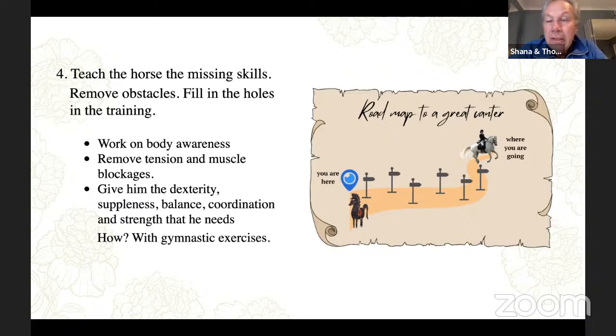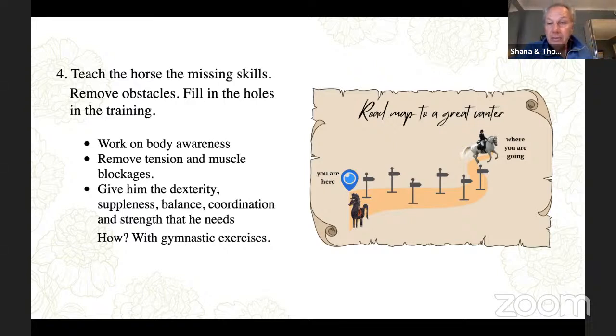You have to remove obstacles in terms of muscle blockages, stiffness, things that are preventing joints from moving with a full range of motion, right? You can work on body awareness. That might be one of the missing ingredients, one of the holes in training, that most people don't explain body awareness enough to their horses.